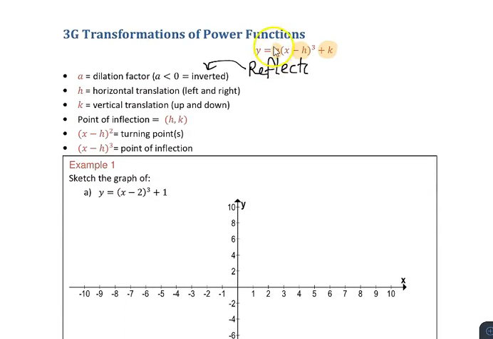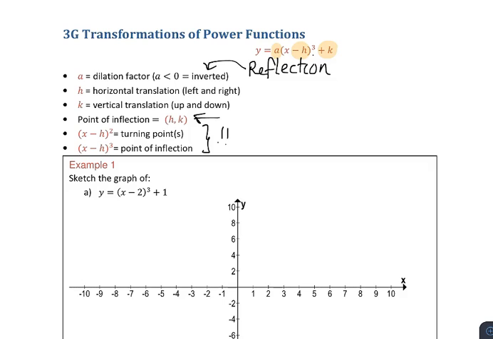Remember that if our dilation factor is less than 0, then it's a negative and there's a reflection. These points here are pretty important. These are just highlighting what we have. So if you have a squared value, you have a turning point. If you have a cubed, it's a point of inflection. If you had a power of 4, then we're looking at a turning point again. So even powers, turning points, odd powers, points of inflection.